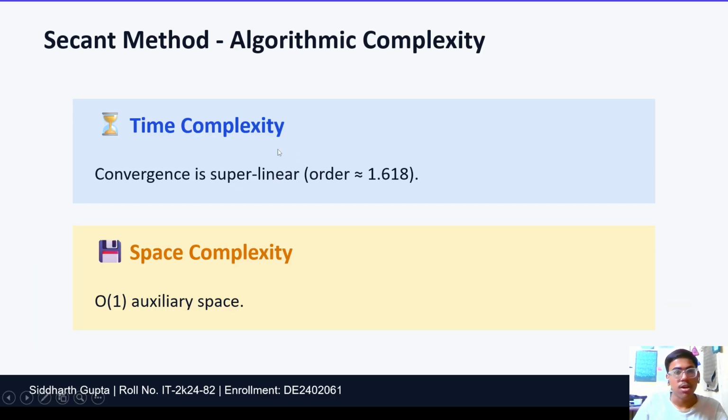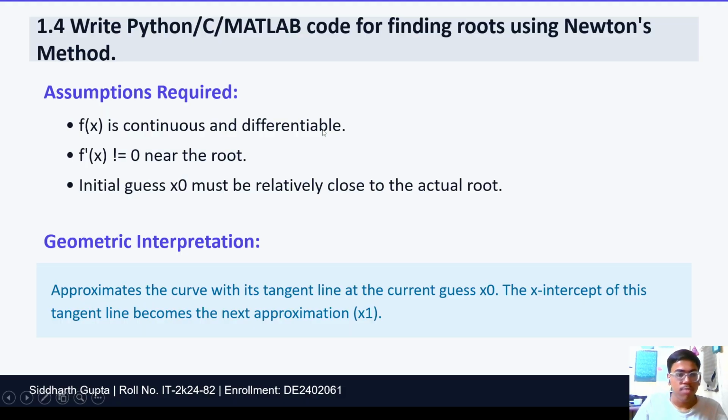Moving on to the algorithm time complexity of the secant method. Its convergence is superlinear, and the order of convergence is 1.618, and the time and space complexity is big O of 1.